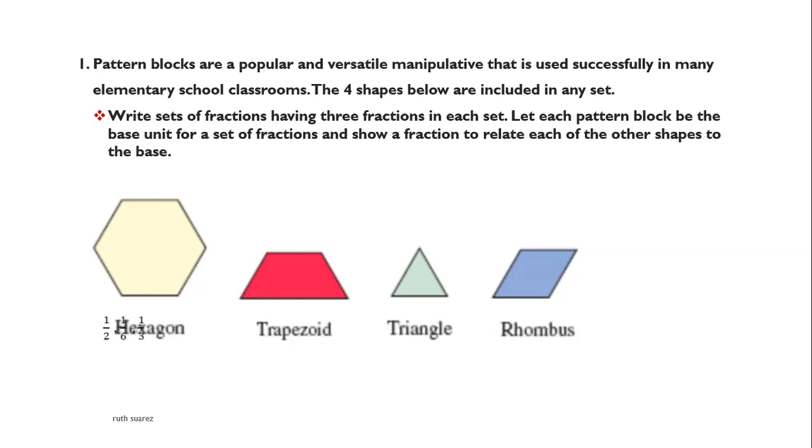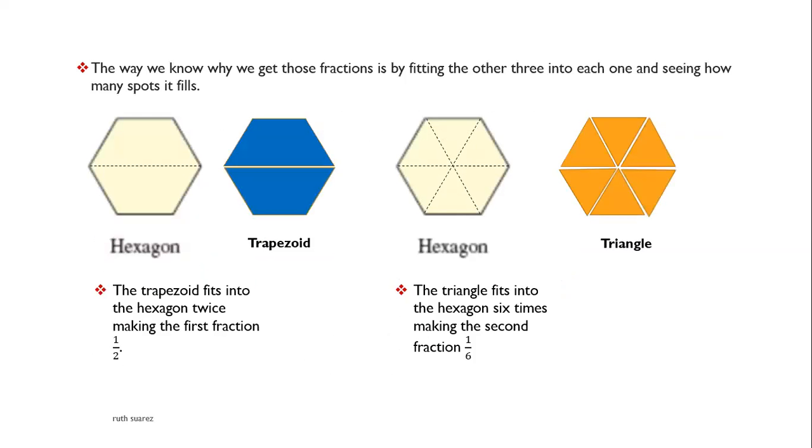So these are going to be the fractions for the hexagon, for the trapezoid, for the triangle, and for the rhombus. As you can see, you will remember these fractions because they are very essential to the next slide. All right, the way we know why we get those fractions is by fitting the other 3 into each one and seeing how many spots it fills.